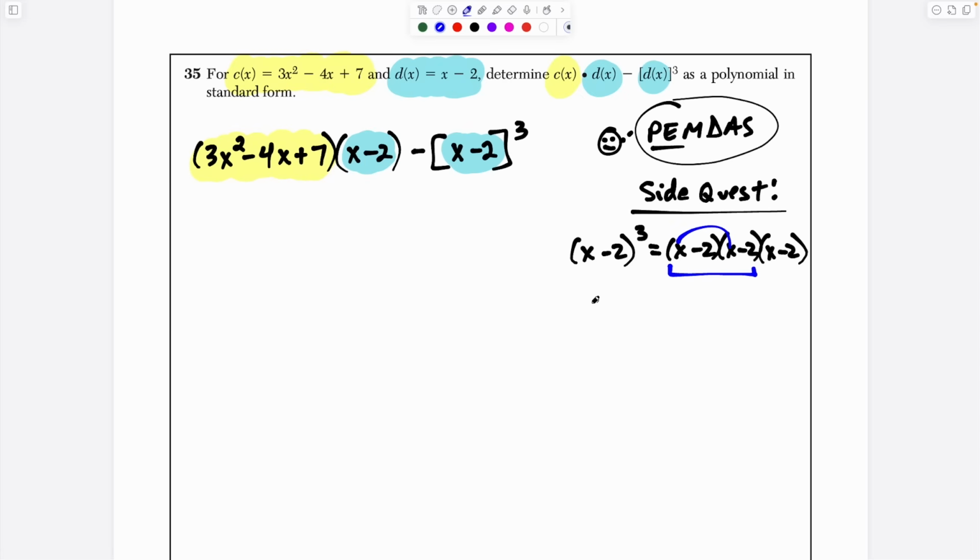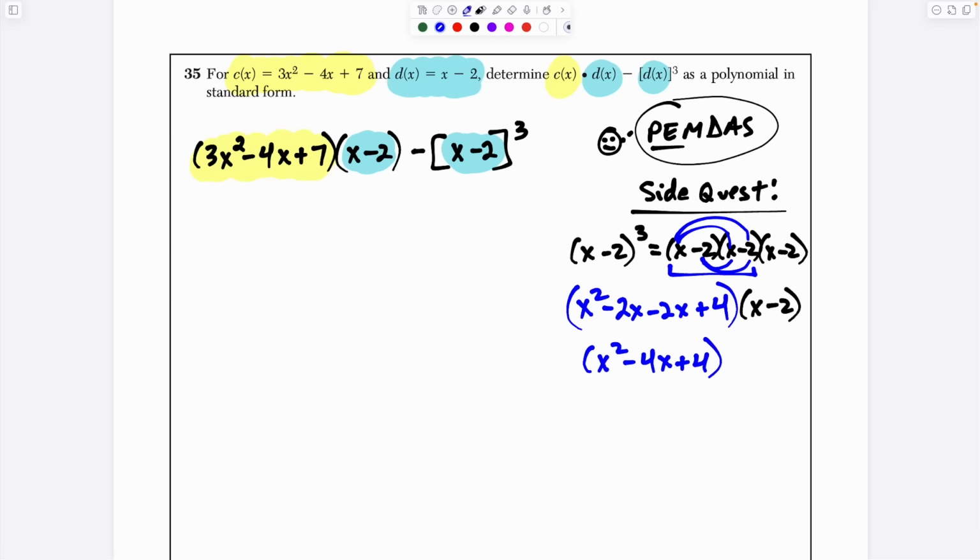We have x times x is x squared. And then we have x times negative 2 is minus 2x. And then we get another minus 2x. And then we get a plus 4 at the end when we multiply negative 2 and negative 2. So we get here, and then we're still multiplying by that extra factor of x minus 2 at the end. Okay, so we get here. I'll just clean up this part first. So we're going to get now x squared minus 4x plus 4, and we're multiplying that by x minus 2.